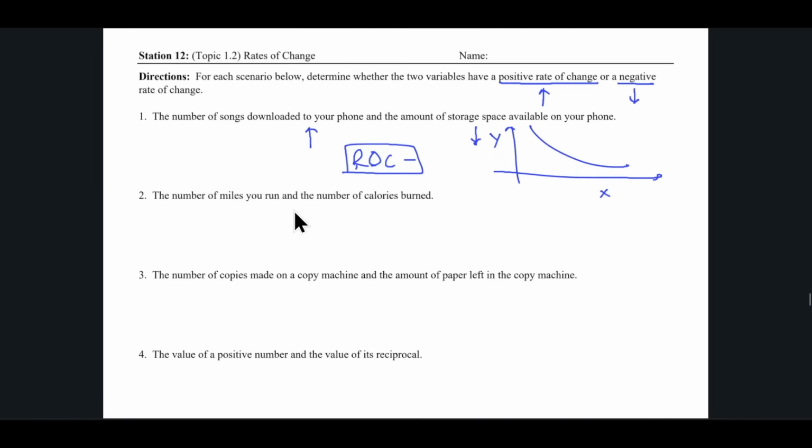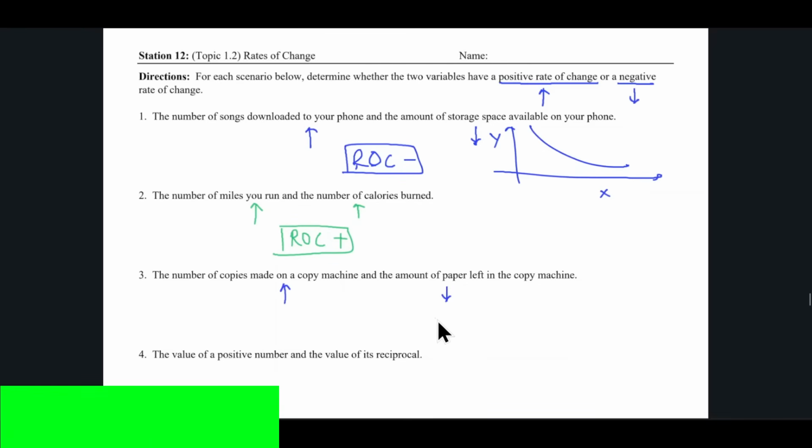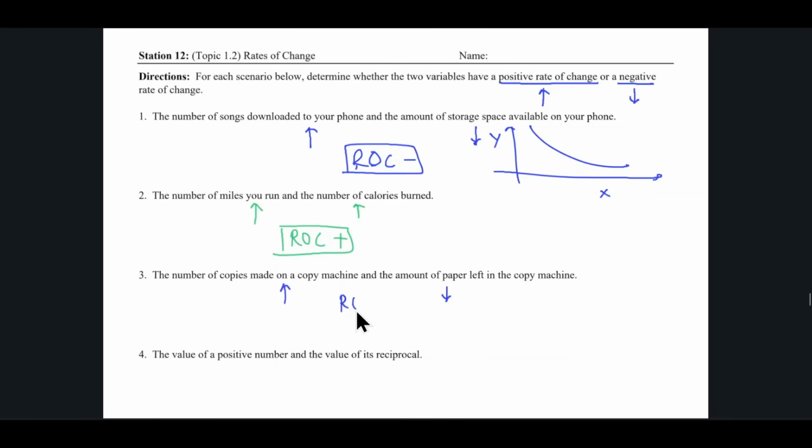The number of miles you run and the number of calories burned. Obviously, the more you run, the more calories are burned. So this is an increasing function, which means ROC is positive. Okay, the number of copies made on a copy machine and the amount of paper left. Obviously, the more copies you make, the less paper is left. So the ROC is negative because it is a decreasing function.